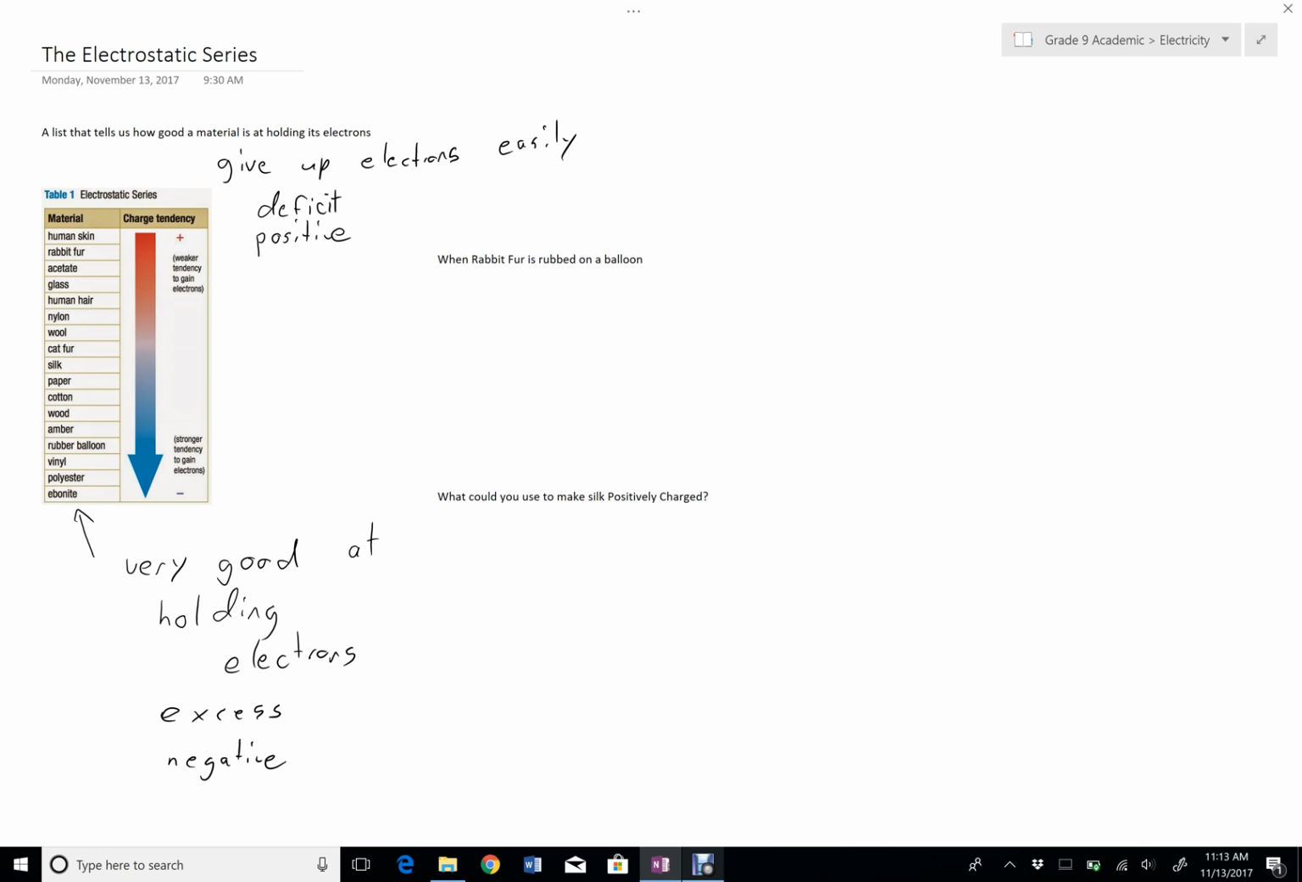So let's just take a couple examples here. Let's say we have rabbit fur and we rub it on a rubber balloon. So if this is our rabbit fur and this is our rubber balloon, then before the exchange, we're going to assume that they are both neutral objects. They have the same number of pluses and minuses. Here I've used 4 protons and 4 electrons, so that's neutral.